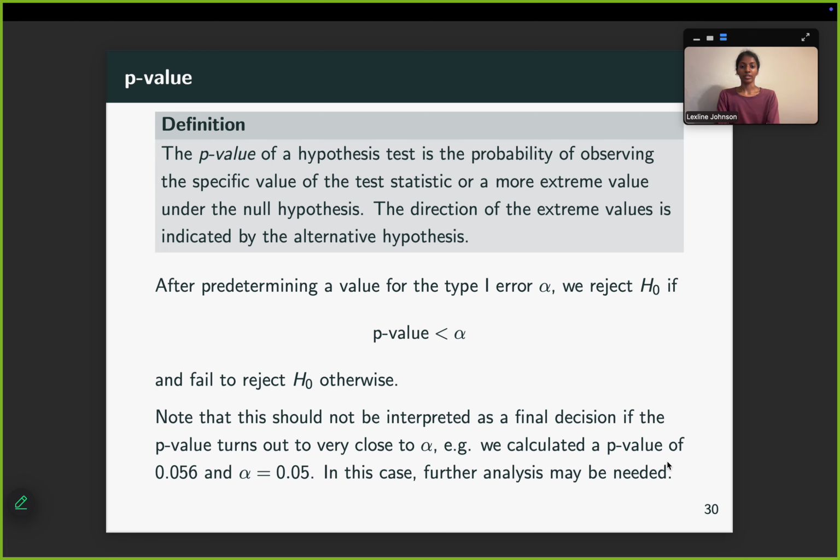So after predetermining our value for our type 1 error, so our alpha, we can reject our null hypothesis if our p-value is less than our significance value alpha. And then otherwise we fail to reject. And then this isn't always our final decision, because if our p-value is really close to our alpha, we might need to further analyze.